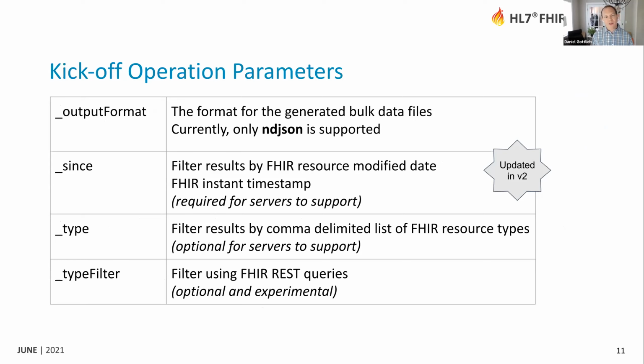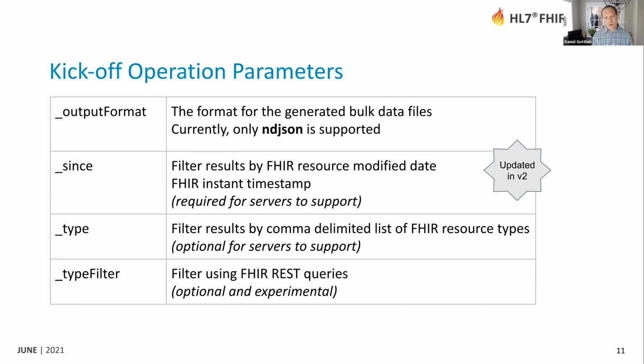In version 2, well, I'll start with the first parameter here. When you make your kickoff request, there are a couple of parameters you can pass in. The first is output format. This is the format that you would like the bulk data server to return the data in. So as a client, saying I would like the data in a particular format. The only format that's required by the spec is a format called ND-JSON. And we'll look at that in just a bit, which is a very simple text-based format. But if both the client and the server support a different format, the client can request data in that format and the server can return it in that format. And so that's what the output format parameter communicates.